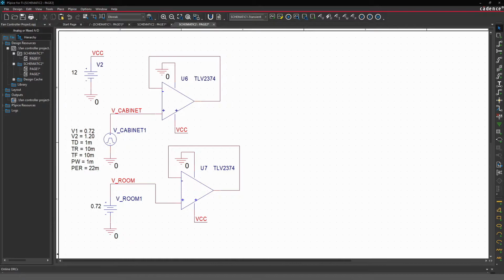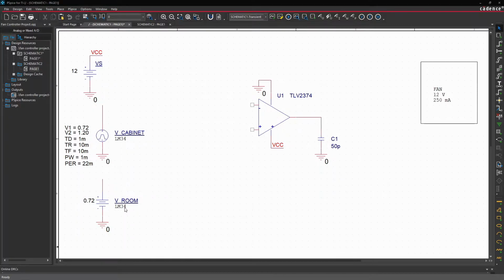I kind of ran out of room to fit everything on one page for this video, so I decided to leave this out. Just know that these two DC sources also represent one channel of my op amp each. These output 10 millivolts per degree Fahrenheit, so 72 degrees in my room means 0.72 volts at the output.